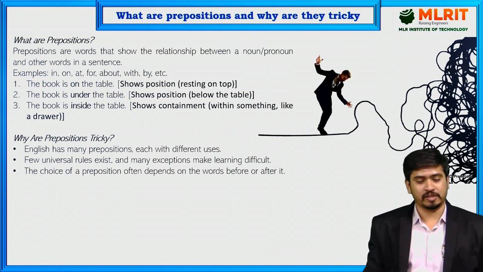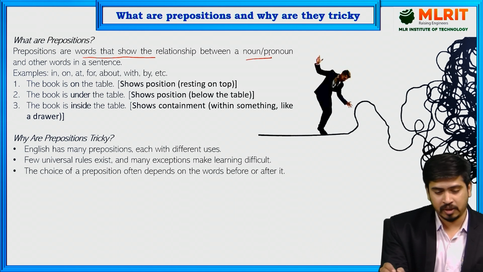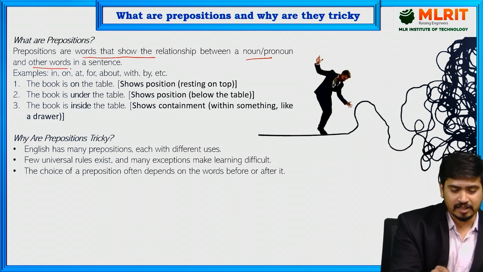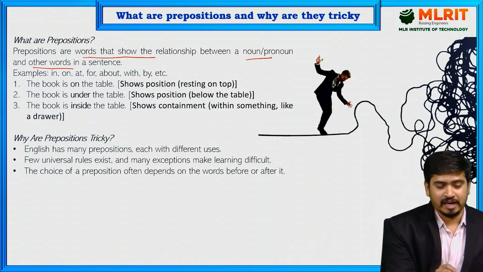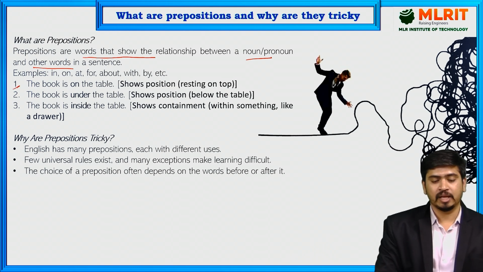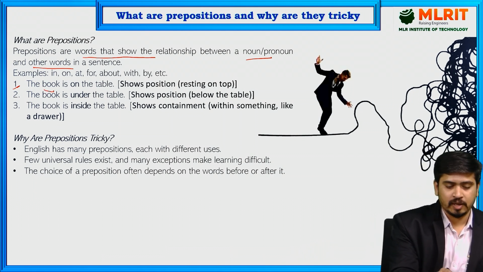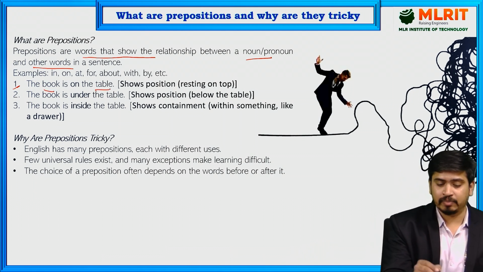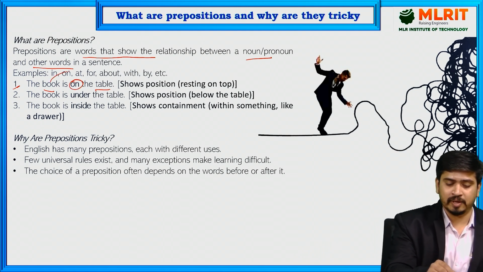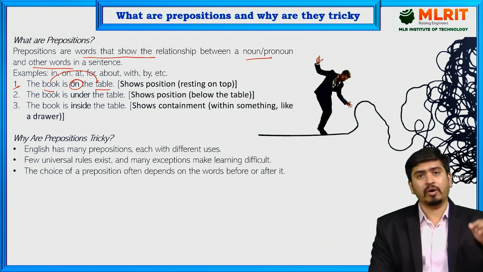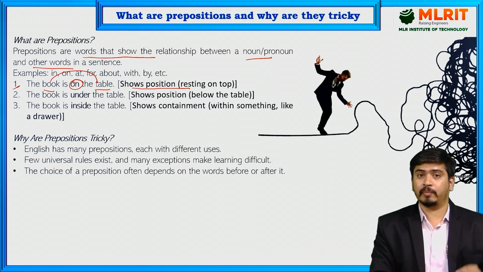Now, what are prepositions? Prepositions are words that show a relationship between a noun or pronoun and other words. Let me show you an example. First example: the book is on the table. What is the noun here? Book. We are talking about the book. What is the other word? Let's consider table the other word. So here is a preposition. This is talking about the relationship between book and table. Now on says the book is on the table. The preposition is talking about the position of the book.